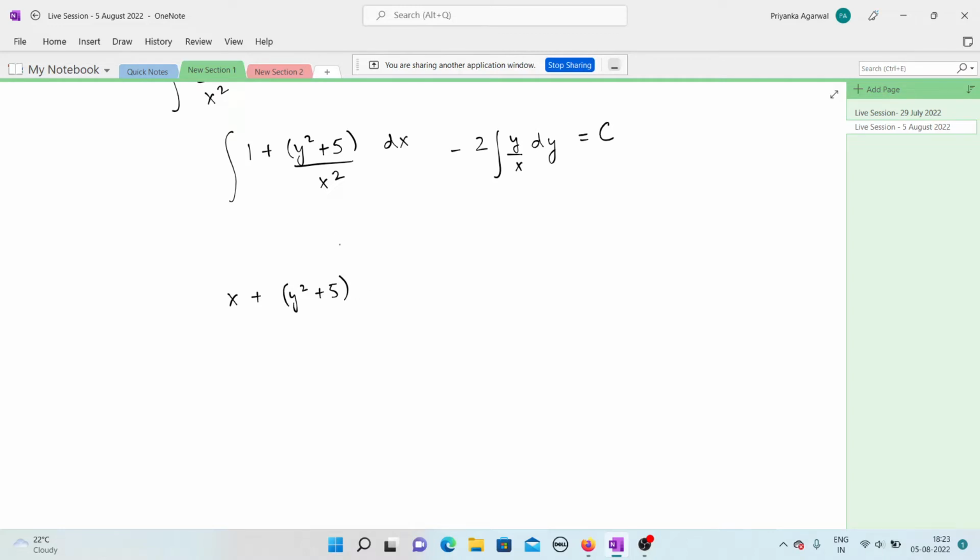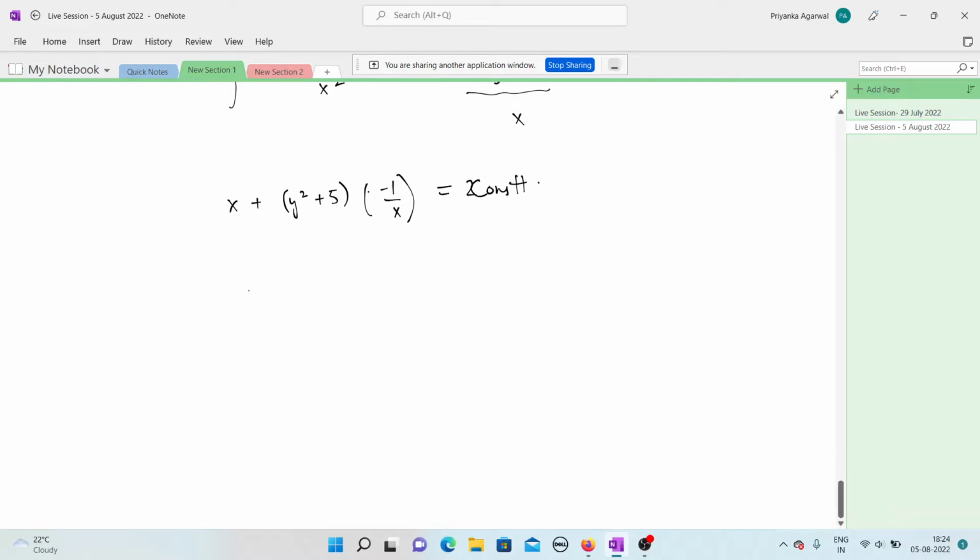The integral of 1 by x square will be minus 1 by x, and we need not consider this term as it contains x. So this simply directly can be written as constant. So the solution will be x minus 1 by x y square plus 5 equals to constant.